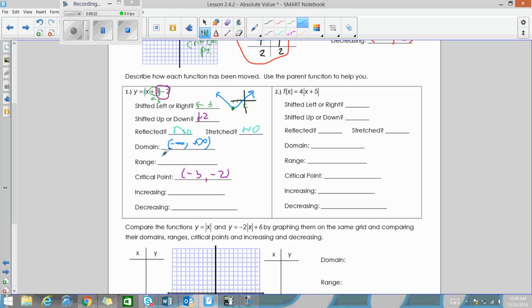Your range, again, find your critical point. The lowest part that your critical point is at -2. So my range is -2, and it goes all the way up to positive infinity.